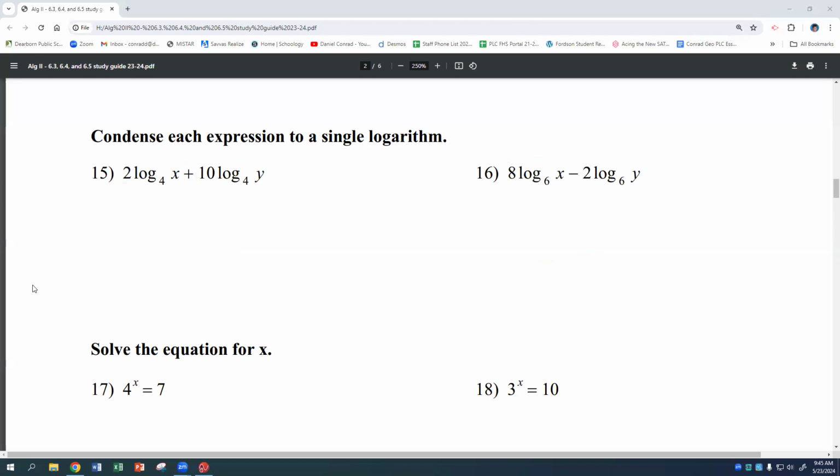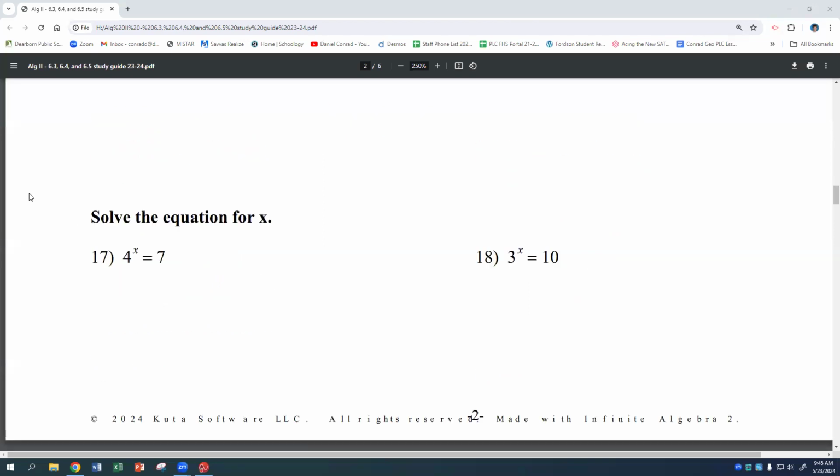17 and 18 want us to solve. So right now, we can't solve these in exponential form, so we need to change them to log form. So again, this is written as b to the x equals y, right? And that's going to go to log, well, we could write it either way. Let's do it the other way. Let's say x equals log base b of y, right? So we have b, we have x, and we have y. So if we switch it around, we're going to have x equals log base 4 of 7.